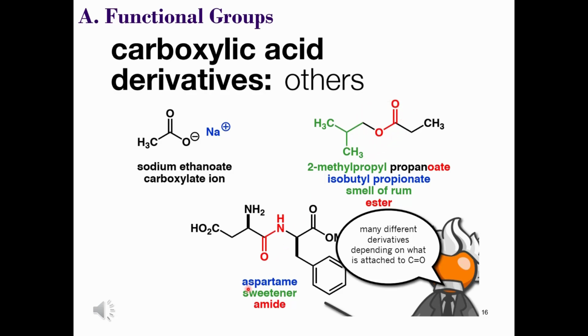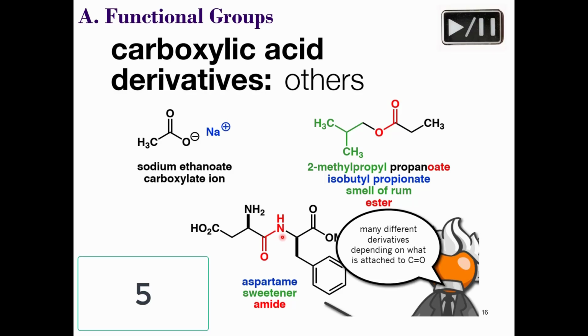Lastly, we have this molecule called aspartame, and this is an artificial sweetener that is 200 times sweeter than regular sugar. And this contains the secondary amide, as the nitrogen is connected to 2 other carbons. However, there are 4 other functional groups present in this molecule. What are they? Pause the video and resume when you think you have an answer.